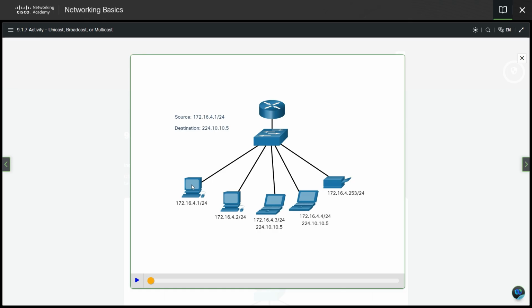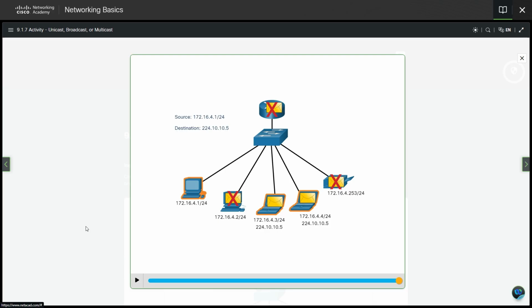This is the source, and the destination is 224.10.10.5. The netmask of these devices is 255.255.255.255 for this /24.